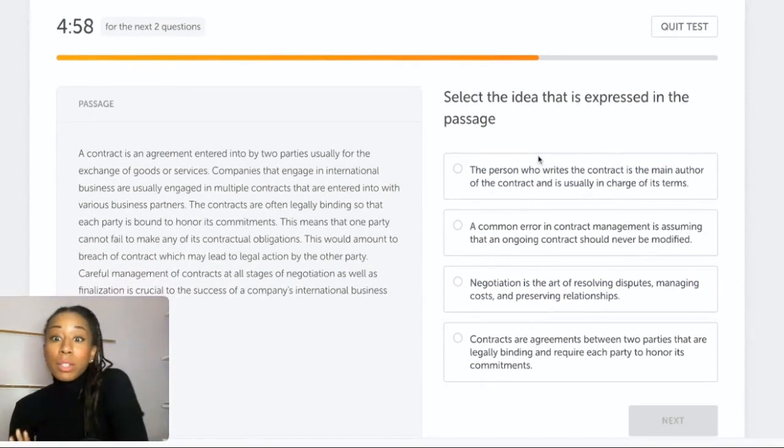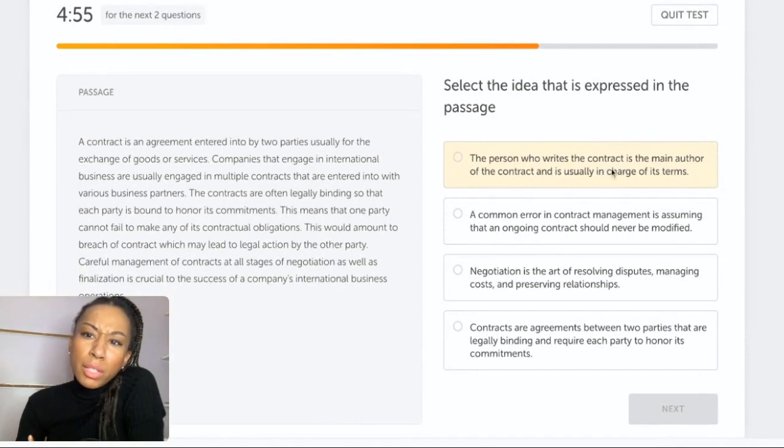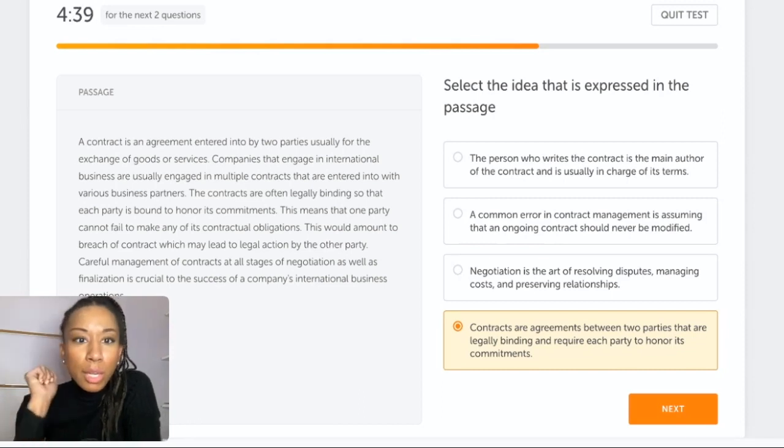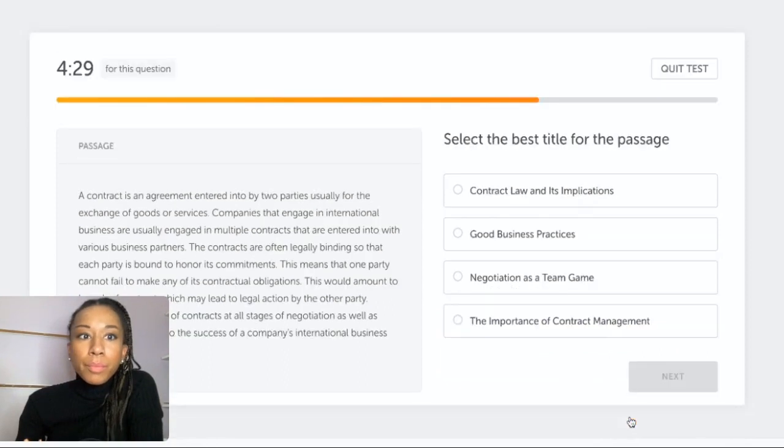Select the idea that is expressed in the passage. Oh, I would have to read this again. The person who writes the contract is the main author. No. A common error in contract management is assuming that an ongoing contract should never be modified. Wait, negotiations are, no, not that. And contracts are agreements between two parties that are legally binding and required. I think that's, but let me just double check. Contract each party mean that one, this would mean this is about contracts. Yeah, so this one.